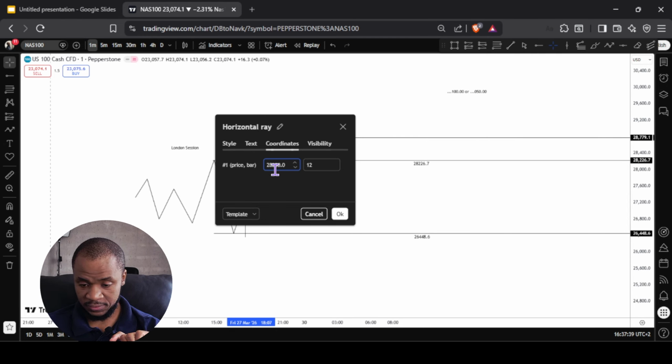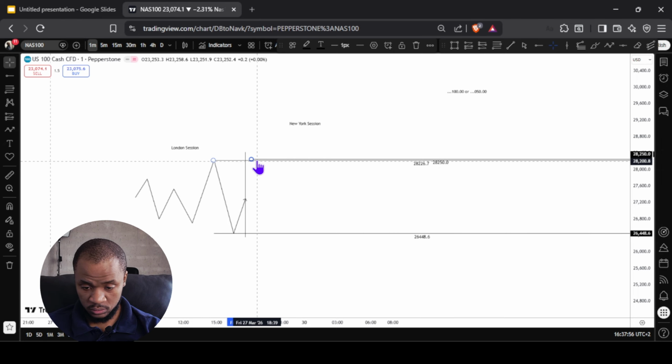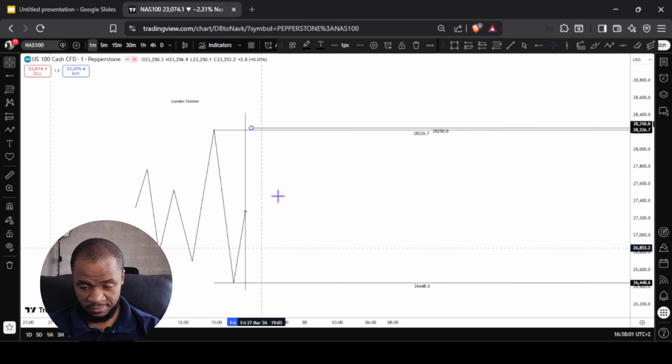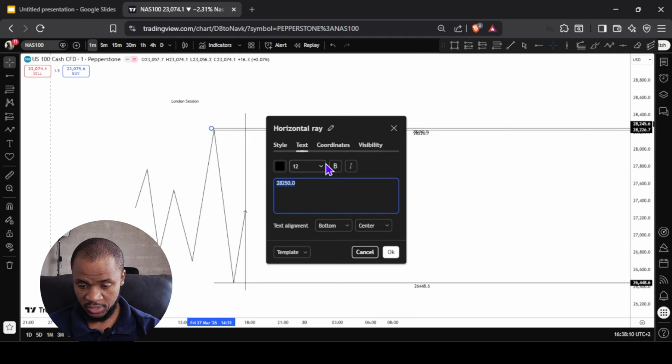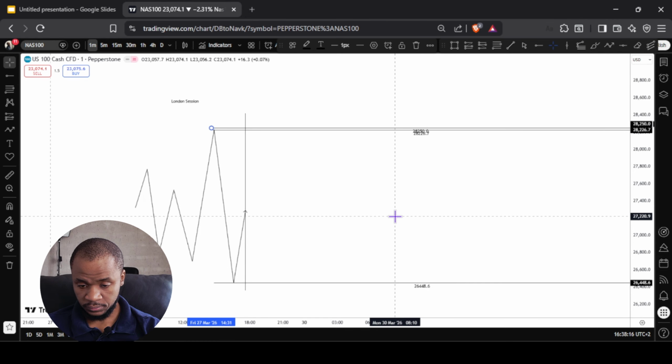So right now I have 28250. I'll copy this, and then I'll put it on text here, right? There we go. So now we have our level. It's just that I squished this so bad, so let me just fix it again. Let me copy this. Let me place this here. Bang. So now we have our level at the top, right?